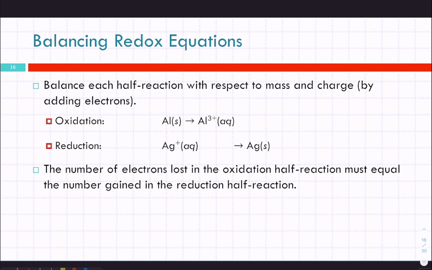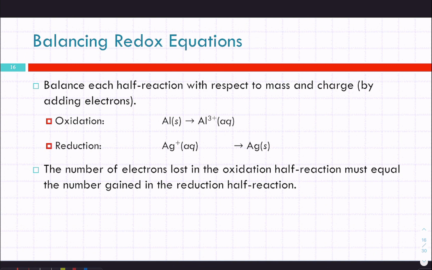So these half reactions, you balance first with regard to mass. So look at both sides and make sure that we have the same number of atoms, like we would balance any other equation. In these ones, 1 aluminum, so we're good.